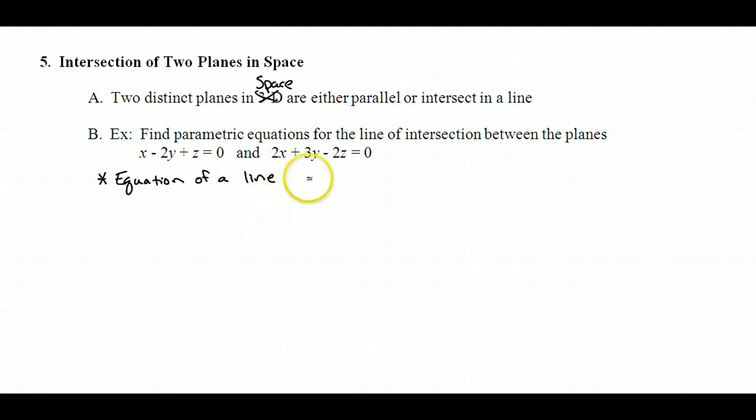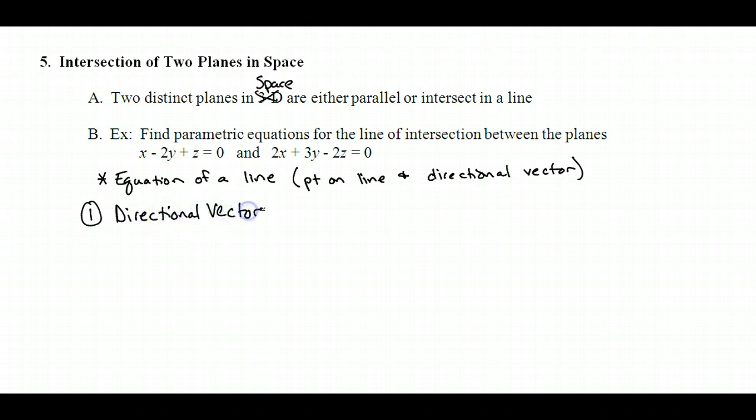Well, in order to write the equation of a line, we need a point on the line, and we need our directional vector. And once we have those 2 things, it's really easy to write the equation of a line. Well, right now we don't have either of them. So to get a directional vector, we can use our cross product, and the cross product will always find for us that directional vector. So first step here is to find our directional vector.